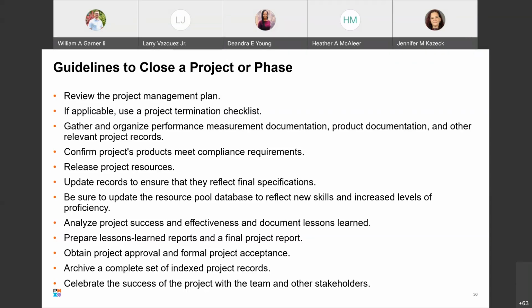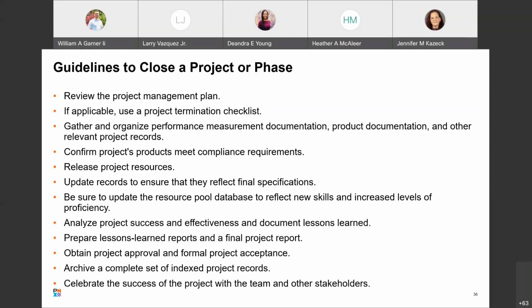Gather and organize performance measurement documentation, product documentation, and other relevant project records for ease of review by stakeholders. To confirm the project's products meet compliance requirements, release project resources, and update records to ensure that they reflect final specs. Be sure to update the resource pool database to reflect new skills and increased level of proficiency.